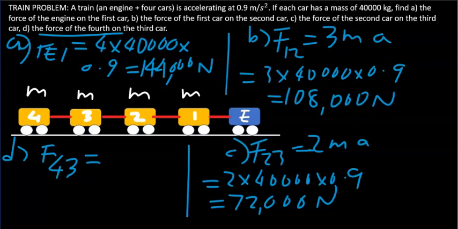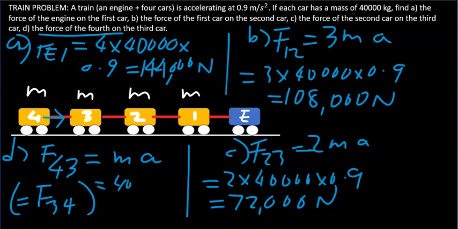and that is quite simply ma, because as we pointed out, it is the same as the force on the fourth car by the third car, so 3, 4, which acts that way. So m is 40,000, and A is 0.9, and that's going to give you 36,000 newtons, and that solves the problem.